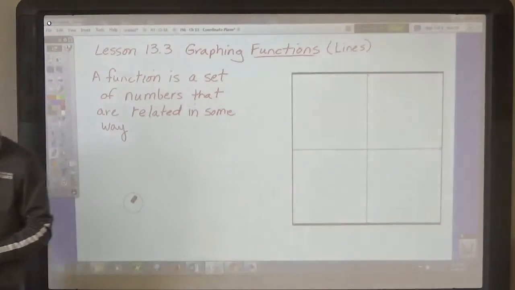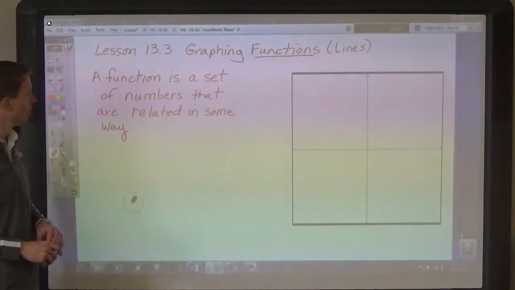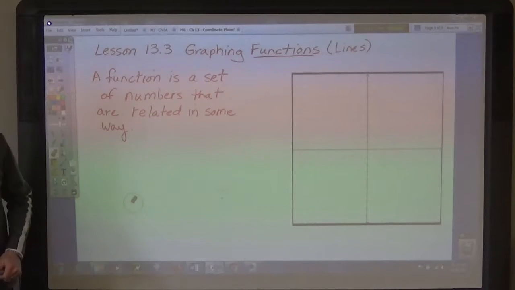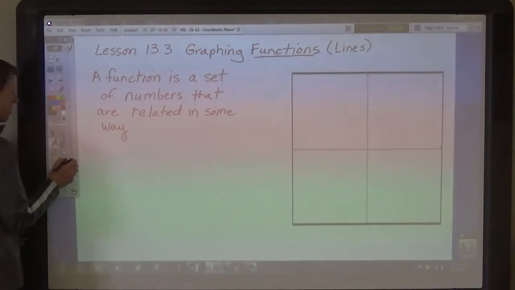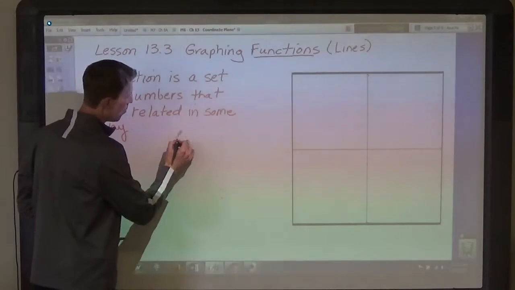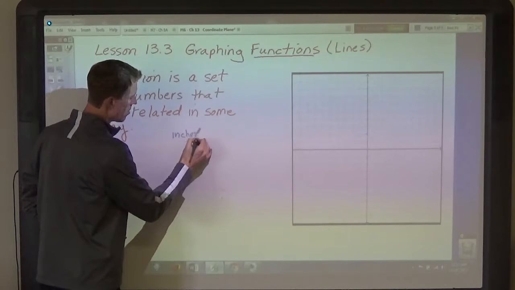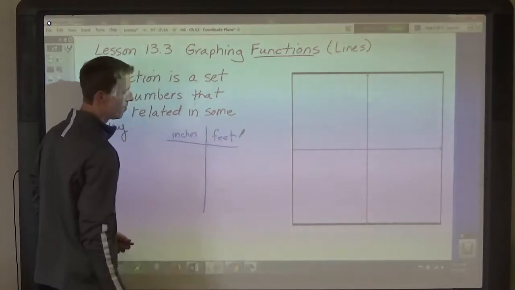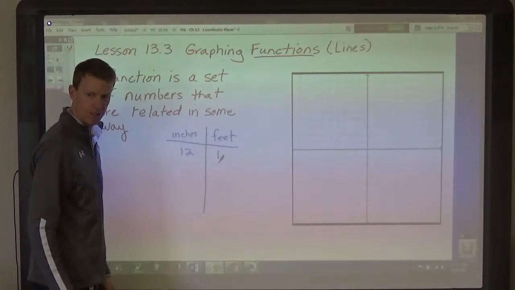12 inches equals a foot. Yep. 12 inches equals 1 foot. So, as an example of a function, if we were graphing inches and feet, we could have a chart like this. Inches, feet, and 12 inches equals 1 foot.